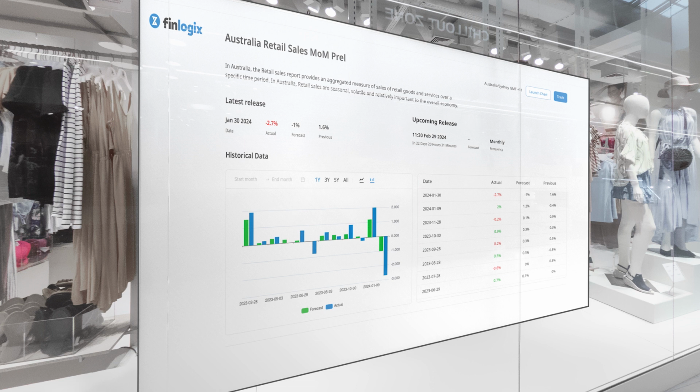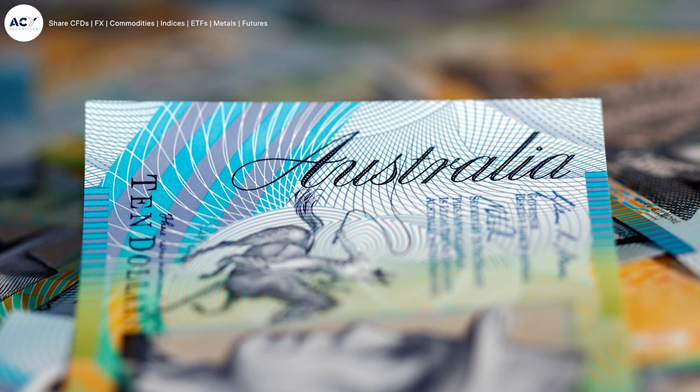And my view is switching to short Australian dollar for the first quarter, especially against the US dollar. So let's have a look here. The consensus was expecting 0.1% on the retail sales, the previous was positive 1.6, and the actual came in at negative 2.7. So there is a very, very big drop, a 2.6% drop from what they were expecting.